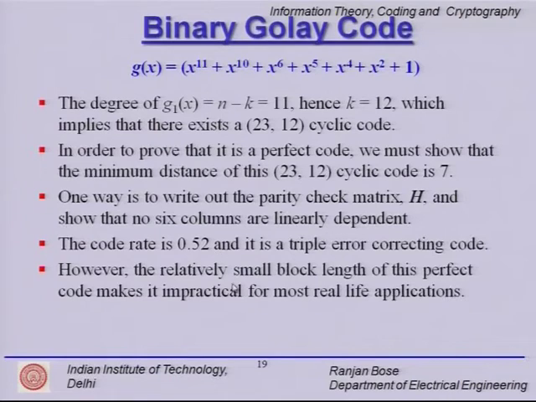But the relatively small block length of this perfect code practically makes it not so practical for real life operations. Code rate is also pretty poor. So, even though it is a perfect code, code rate wise almost 50% of the bits are overhead bits.